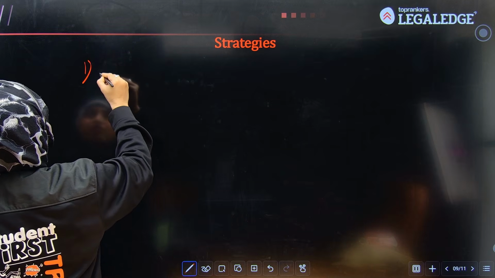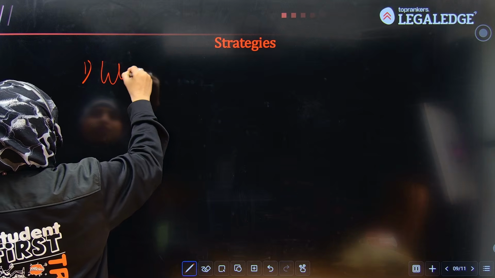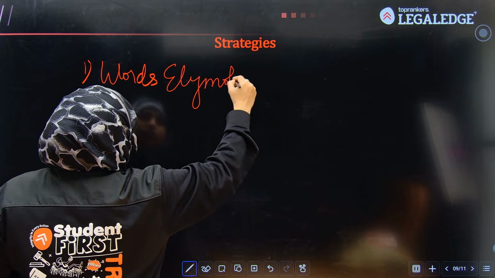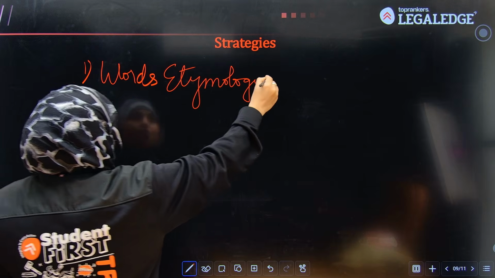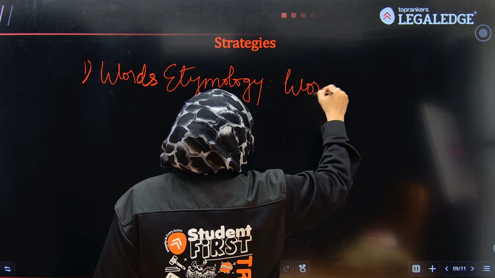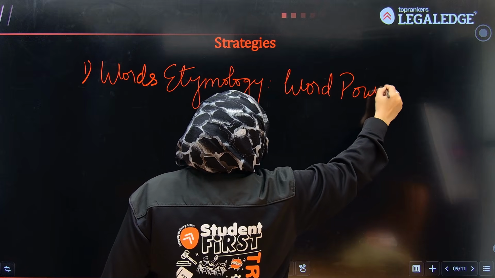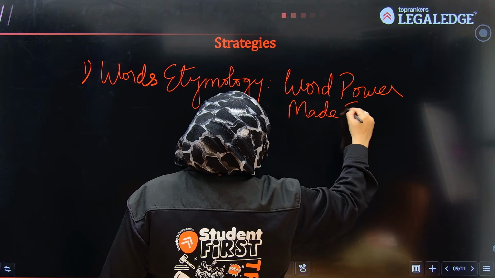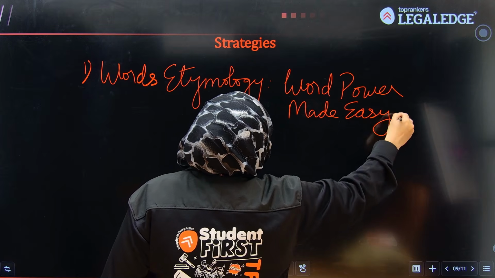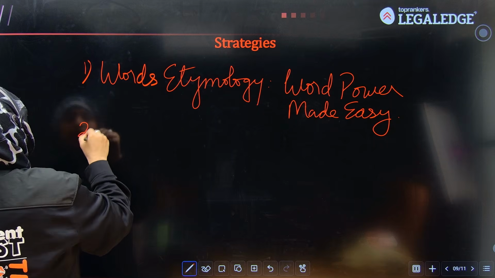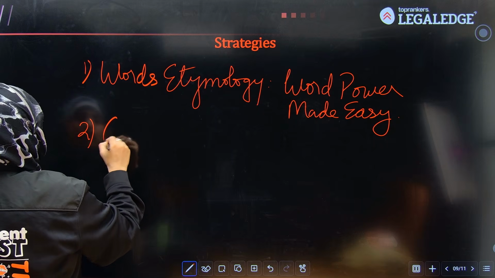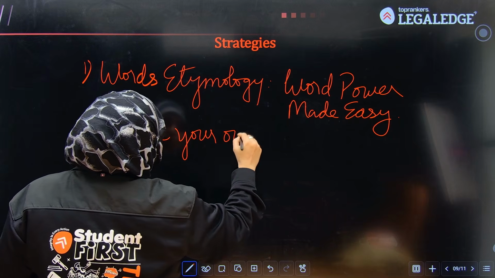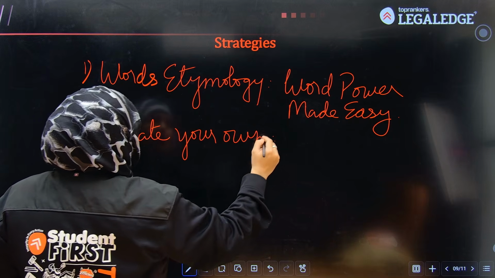So the first strategy is around words, etymology. You can buy a book named Word Power Made Easy by Norman Lewis. Okay. Second is curate your own high frequency word list.